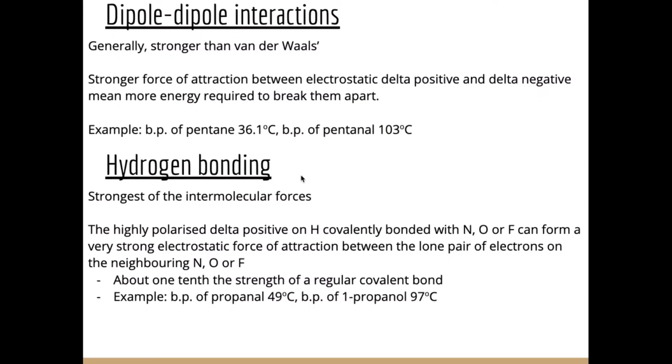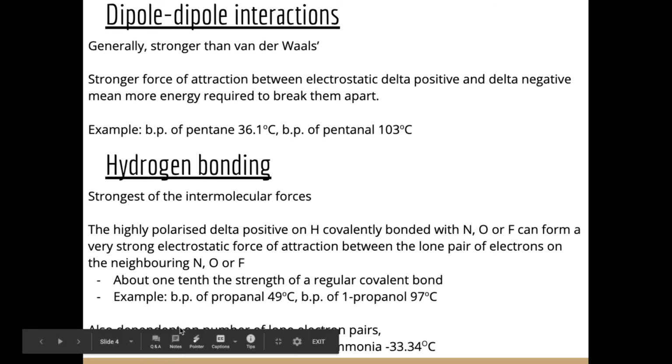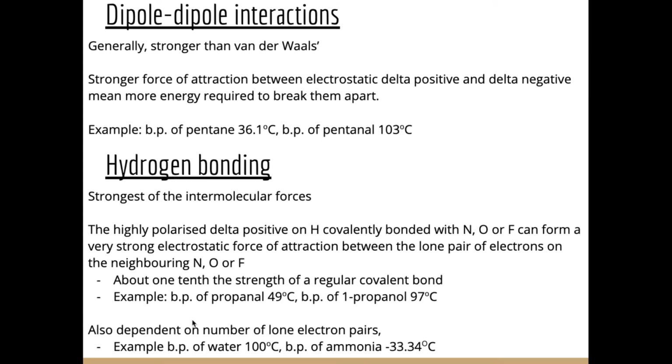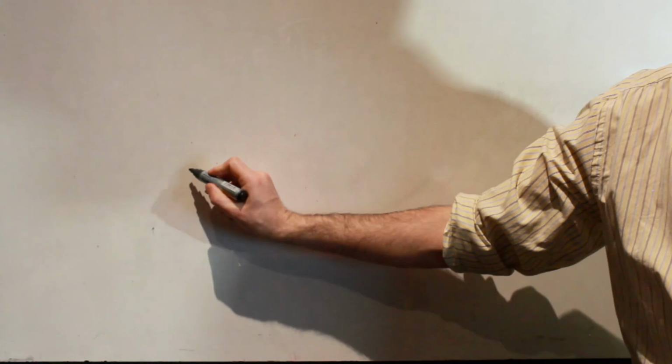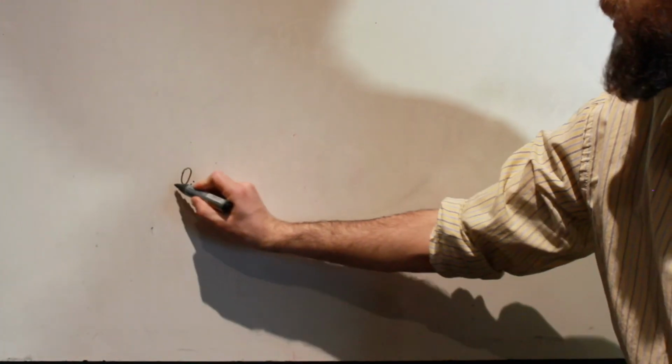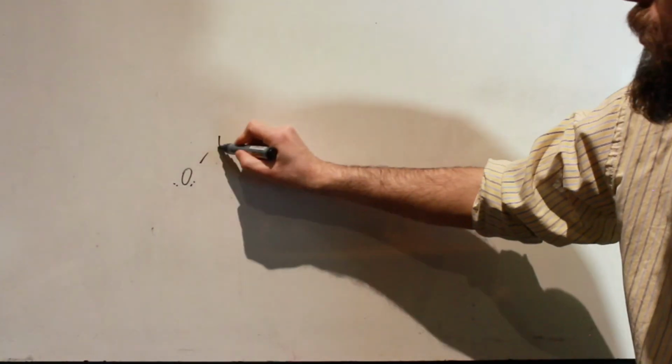What else do we have under hydrogen bond? We also say that it's also dependent on the number of lone electron pairs. For example, water has a much higher boiling point than ammonia, even though they both hydrogen bond. It's to do with the number of lone pairs. So if I show the hydrogen bonding in water, we have our water molecule like this. We have a lone pair of electrons there, lone pair of electrons there, two H's. We have that nonlinear shape.